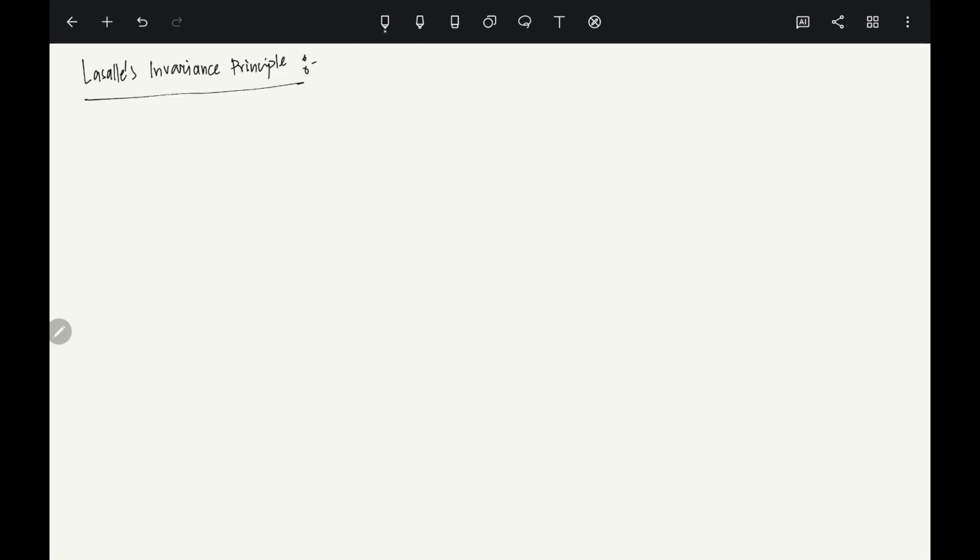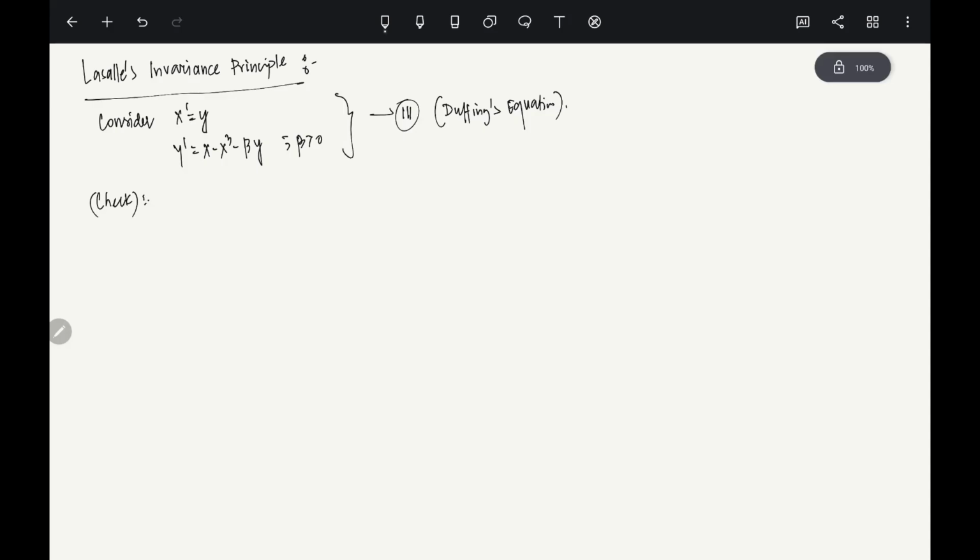Let's look at this particular system. Consider x prime equals y and y prime equals x minus x cube minus beta y, and beta is positive. Let's just call this system 3. This equation is called the Duffing's equation. Please check this part, that there are 3 equilibriums: 0 0, 1 0, and minus 1 0.